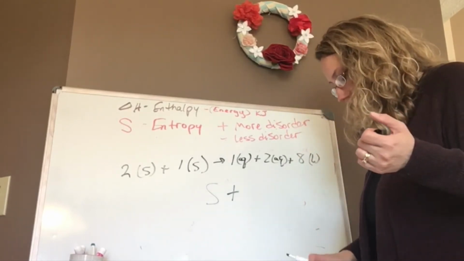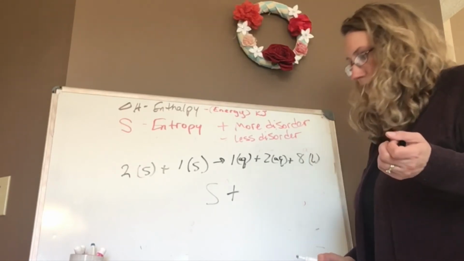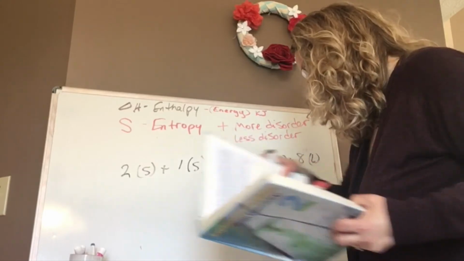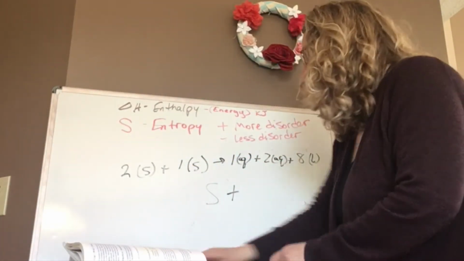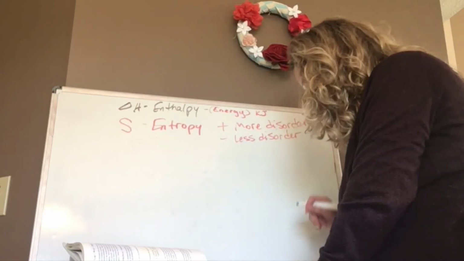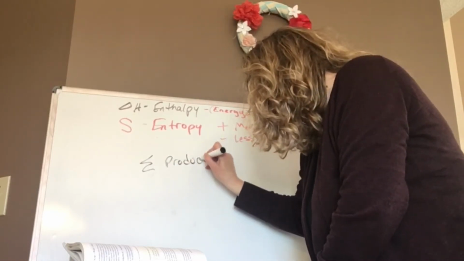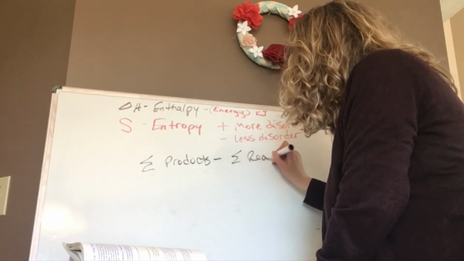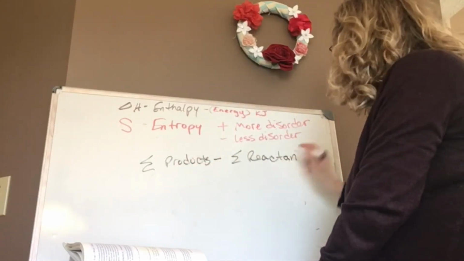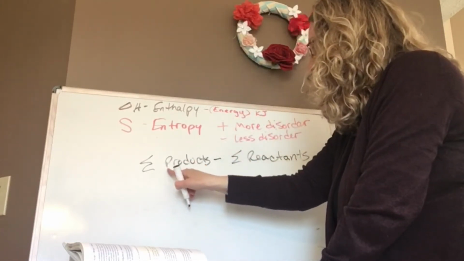Now you can calculate this. All substances, even elements, have absolute entropy. So last time we were able to calculate enthalpy. We can also calculate entropy, and it's the same sort of formula. If you remember, enthalpy is the sum of the products minus the sum of the reactants, if you're using Hess's law with the enthalpy of formation, right? It's products minus reactants. Well, entropy is the same sort of thing: you're going to want to do the sum of the products minus the reactants.